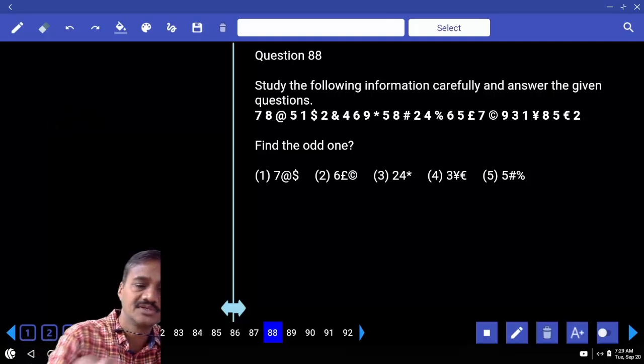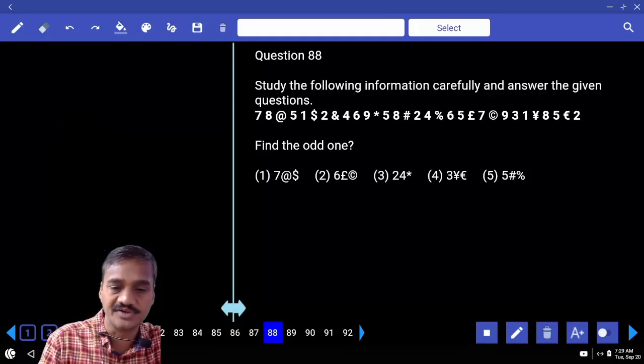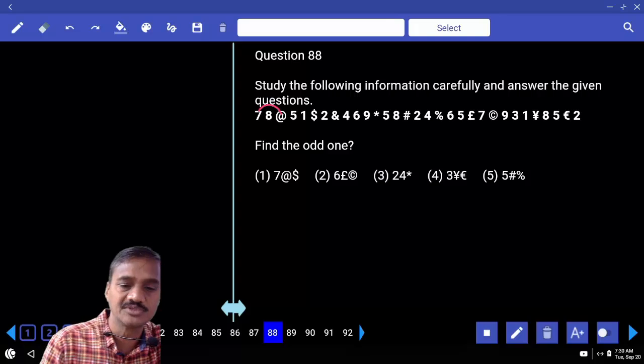And 88, odd or not? 7 at the rate of n dollar. But 7 and at the rate of, how many elements are we going forward? Plus 2. At the rate of n dollar, plus 3. Now here the difference is plus 2, plus 3.